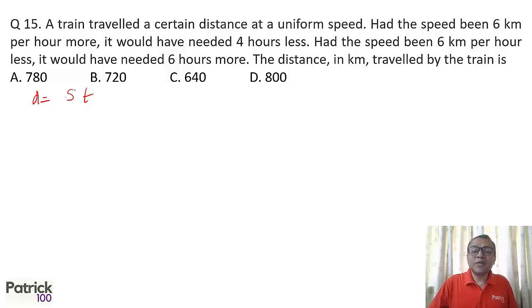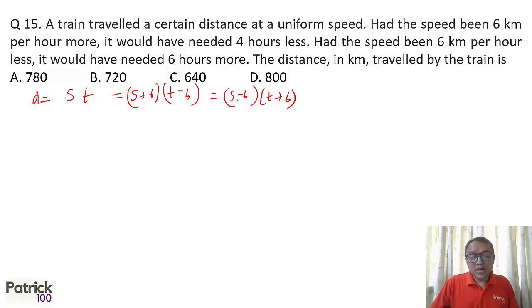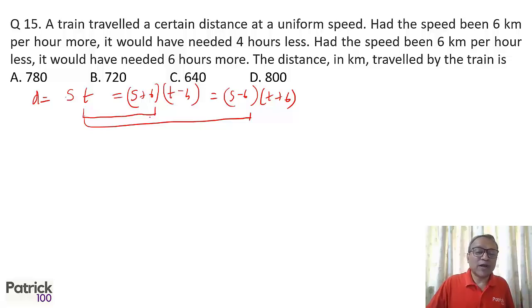Right? Had the speed been 6 kilometers per hour more, same distance, it would have taken 4 hours less: t minus 4. Had the speed been 6 kilometers per hour less, so s minus 6, the time needed would be 6 hours more: t plus 6. Now, one approach is that you have two variables, so you can form two equations, one with the first two, one with the second, and find the values of s and t.